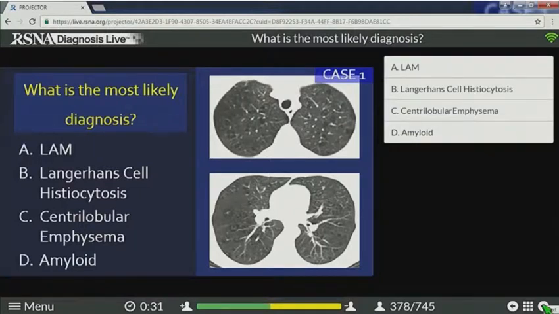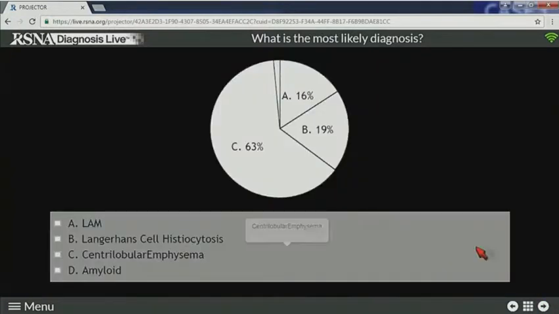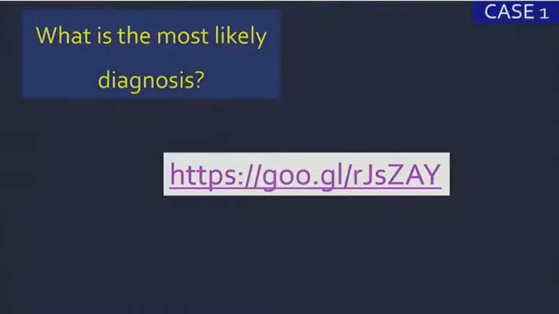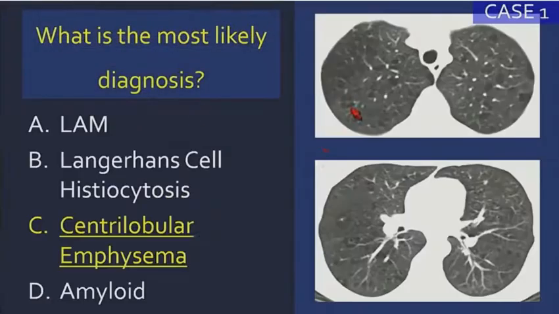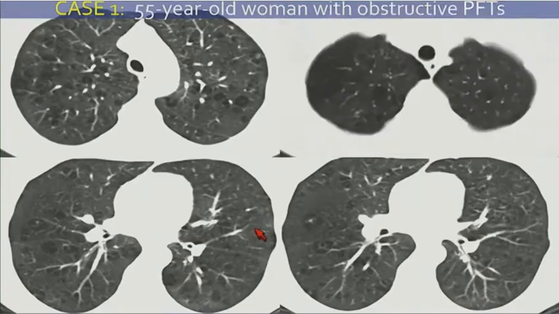Okay, let's see what most people said here. Okay, so most people said centrilobular emphysema, but there was a significant proportion of people who said something else here. So let's go and look at that case. The correct answer was, of course, centrilobular emphysema, but it's understandable if you picked one of the other choices, because let's take a look at this.